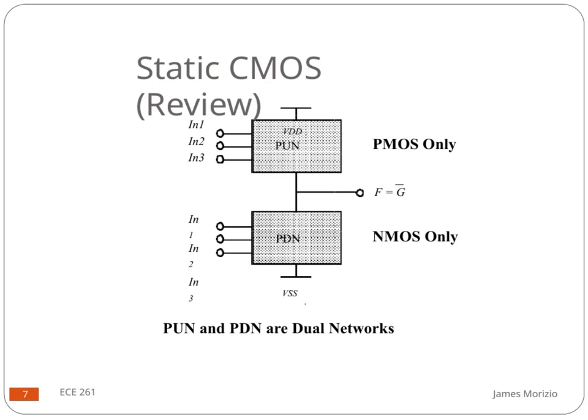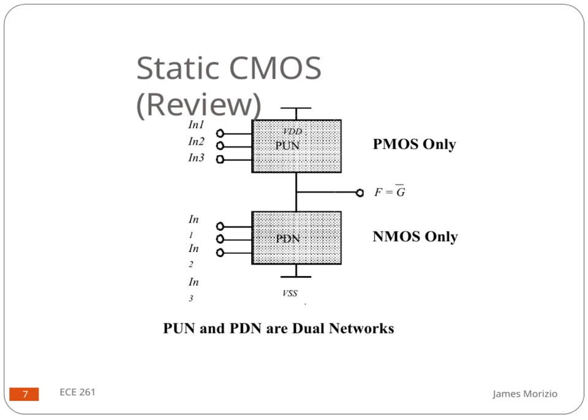Here we're reviewing the concept of static CMOS, which relies on two complementary networks, the pull-up network, or PUN, and the pull-down network, or PDN. The PUN is made up exclusively of PMOS transistors, while the PDN consists only of NMOS transistors. This complementary arrangement ensures that the output node is either connected to the supply voltage VDD through the PUN or to ground, labeled VSS, through the PDN, but never both at the same time. This dual network structure is fundamental for creating efficient and low-powered digital logic circuits.